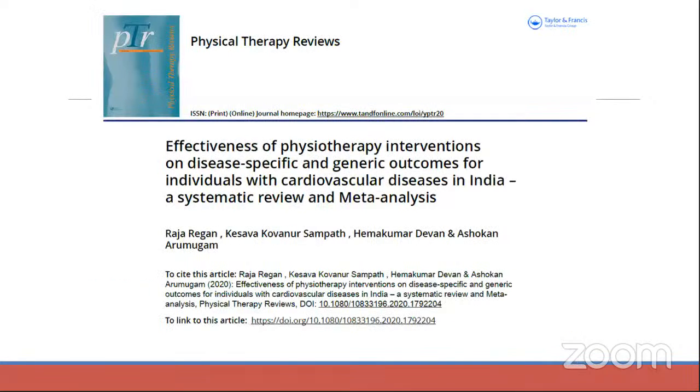And I'm going to give one more example of risk of bias table. And this is based on one of the systematic reviews published by my colleagues from India and New Zealand. And the review is titled Effectiveness of Physiotherapy Interventions on Disease-Specific and Generic Outcomes for Individuals with Cardiovascular Diseases in India.